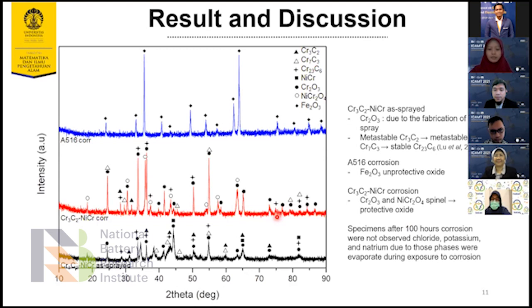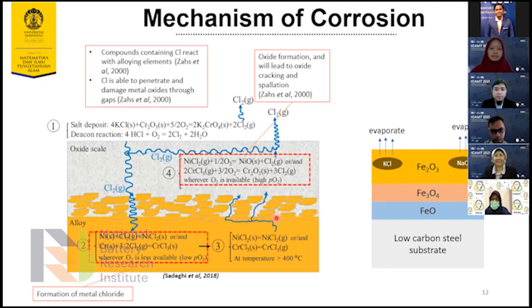In the specimen after 1 hour corrosion, chlorine, potassium, and natrium were not observed because the phases were evaporated during exposure to corrosion. And this is the mechanism of corrosion. First is the coated specimen, and then this is the uncoated specimen. Compounds containing chloride react with alloying elements such as chromium oxide, and then chlorine is able to penetrate and damage the metal oxide through gaps, if there are any gaps. Next is the formation of metal chloride, which will evaporate if the temperature is above 400 degrees Celsius. And the last step is oxide formation, which will lead to oxide breaking and spallation.